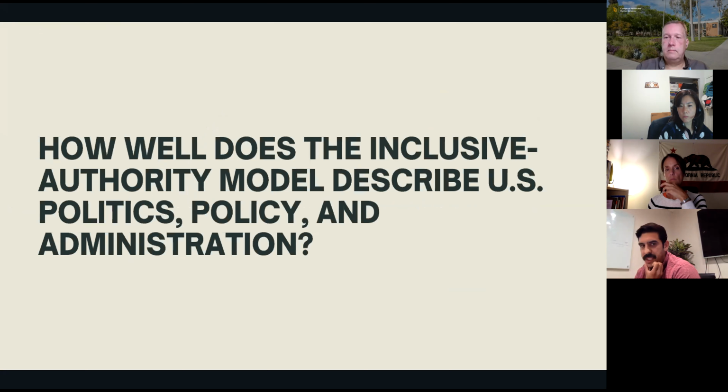So when looking at the inclusive authority model, how well do you think that fits into U.S. politics, policy, and administration? Is this something that fits within our system, or do you feel like it's obsolete? Sure, I think it fits, and I think we still use it. I just don't think that it captures everything, the entire system.